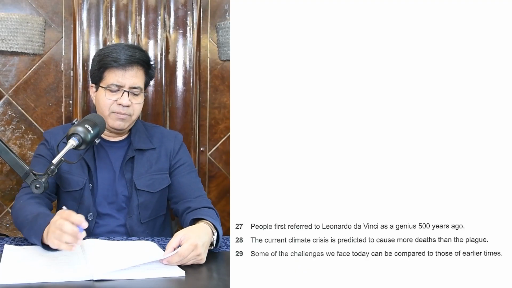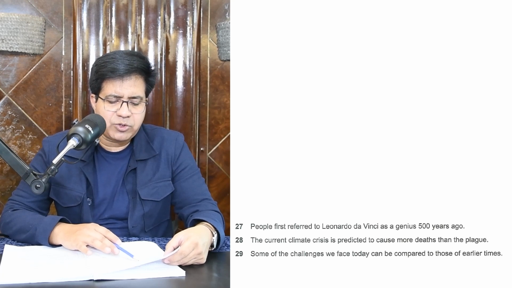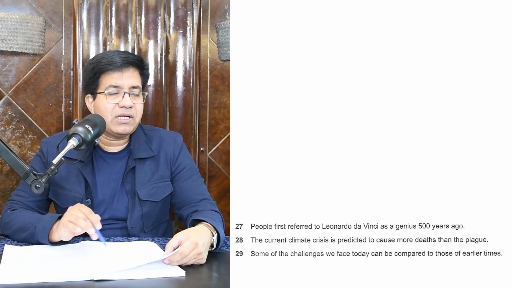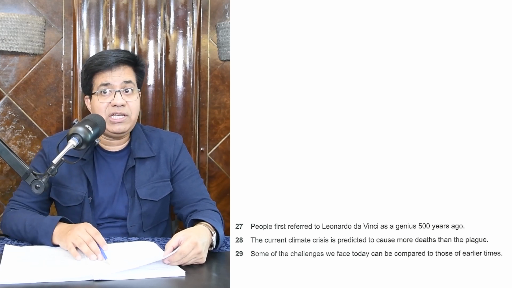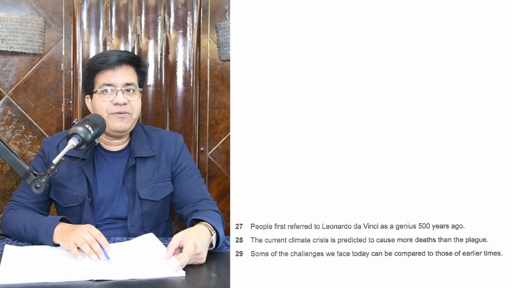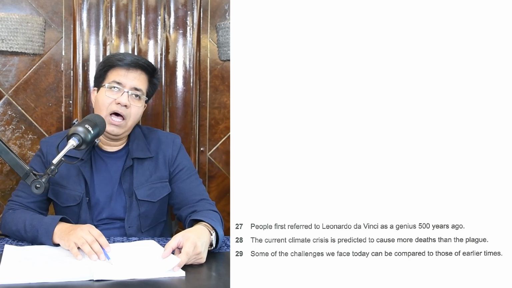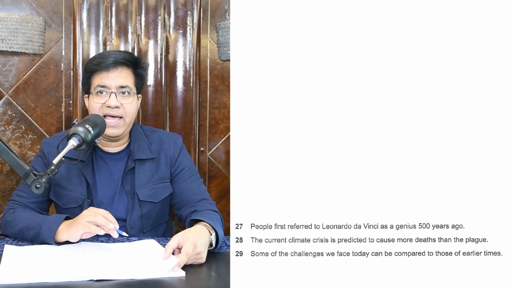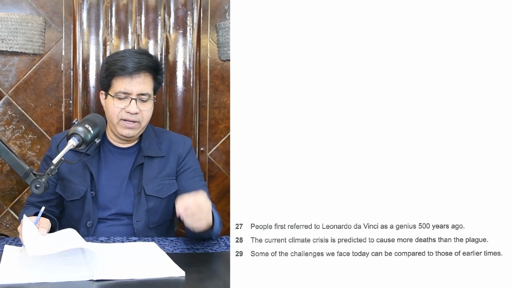All right, now we go on. We've got questions number 27 to 33. True, false, not given. Question number 27. People first referred to Leonardo da Vinci as a genius 500 years ago. Now, if they referred to him as a genius 500 years ago, the answer is true. If it is more or less, the answer is false. And if they don't tell us 500 or more or less, the answer is not given.